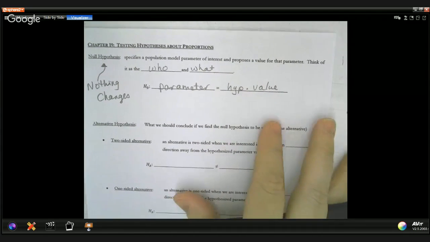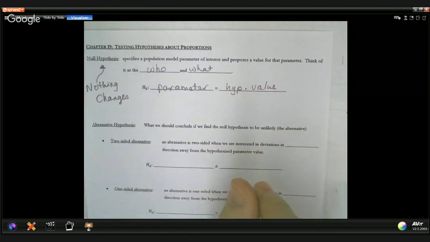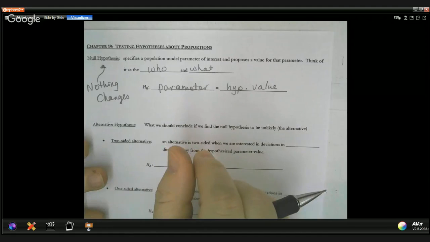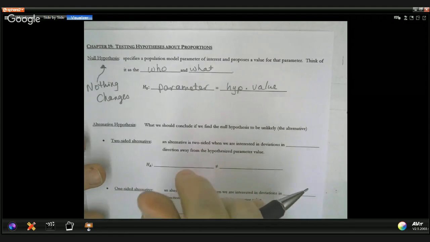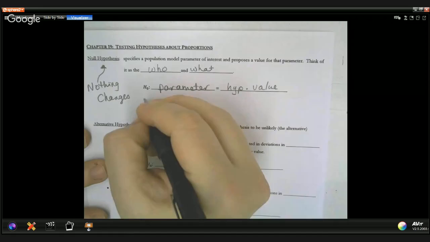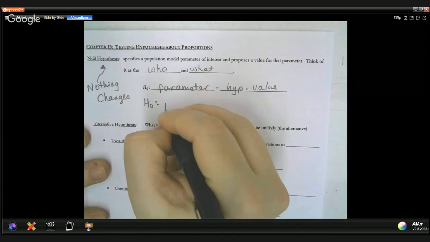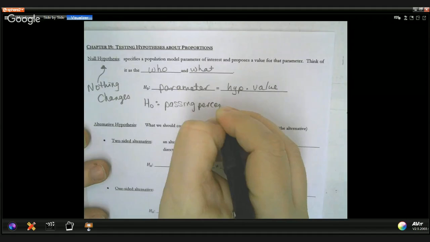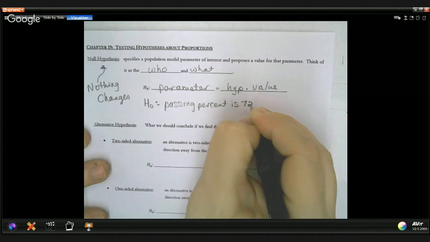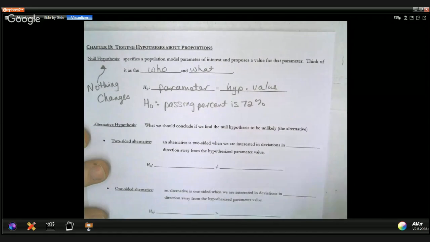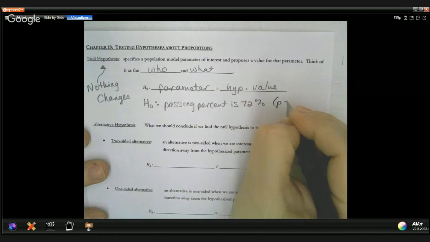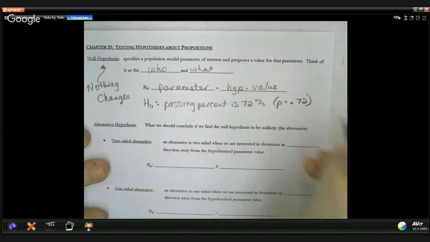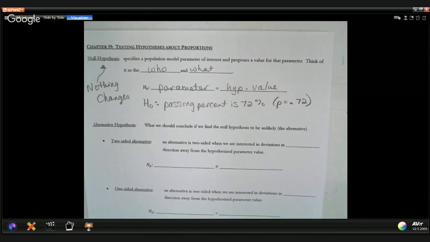Okay, so let's say on our test or our quizzes, the average percent of people that pass a test or quiz with a D or higher on the first time going is 72%. So I'm going to say that the passing percent is 72%. So I have to explain what I'm doing, and then I have to write my expression. So my proportion is 72% of the time.